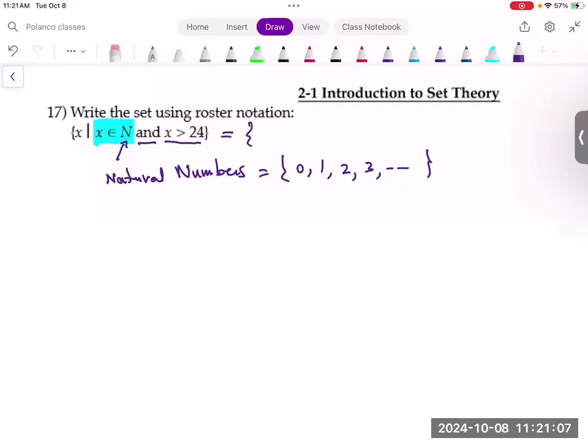Very good. 24 is not included. There is no equal sign, right? So you're going to start with 25, comma. The following number is 26, comma, 27. And by now, you know there is a pattern, all right? You're going to keep going. So in order to keep going, you put 3 dots, and that should do it, right?